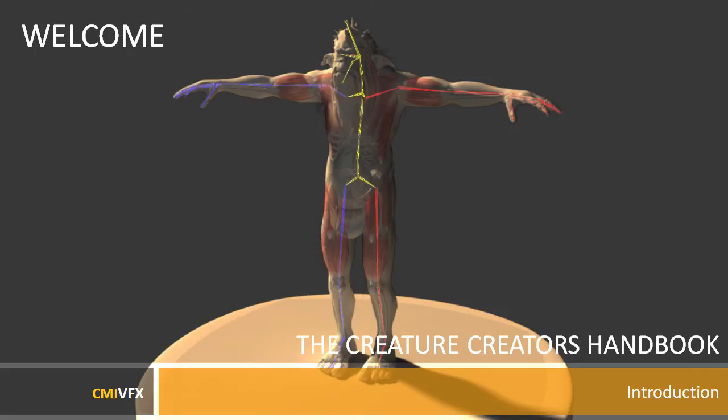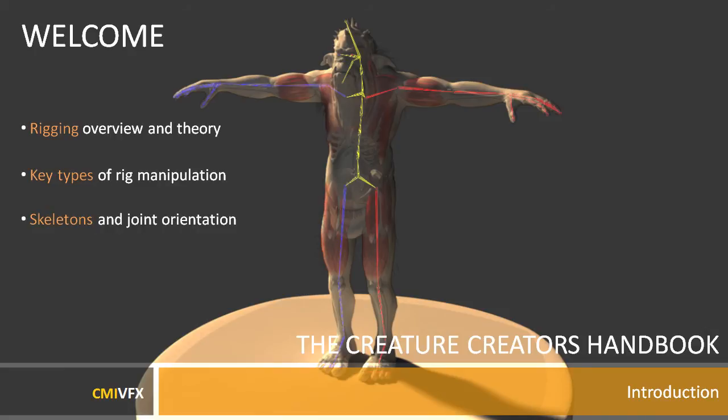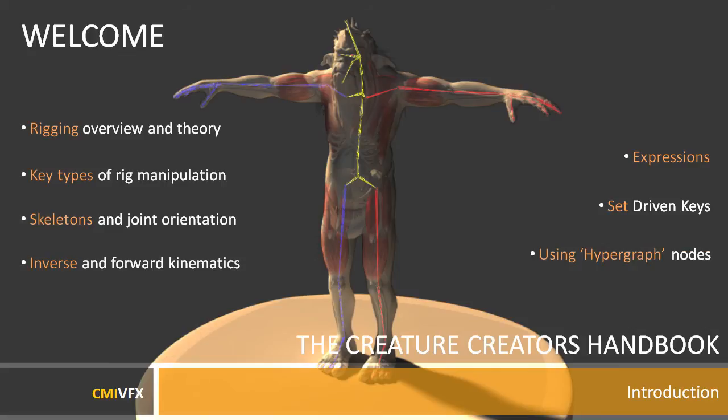So in this first of three DVDs, we'll be covering the key concepts. Some of this may seem obvious to those with some experience with rigging, but there are theories and principles that will guide us through to the following two DVDs, and so it's worth watching this DVD through even if you consider yourself to be an intermediate or advanced level rigger. So our key areas for this session will be a rigging overview and theory, key types of rig manipulation, skeletons and joint orientation, IK and FK, expressions, set-driven keys, using hypergraph nodes in our rigs, and controls and connection setups.